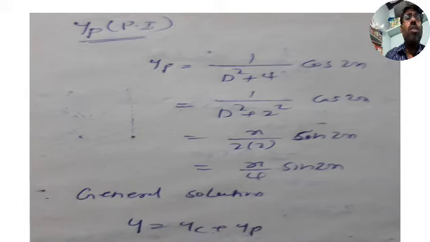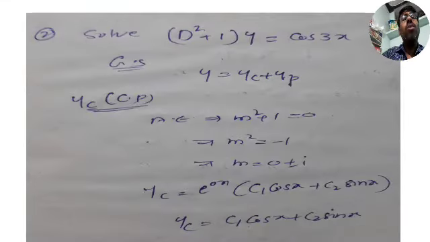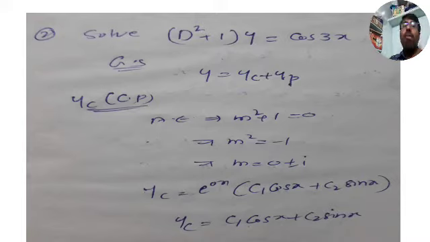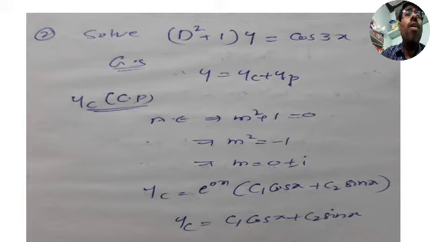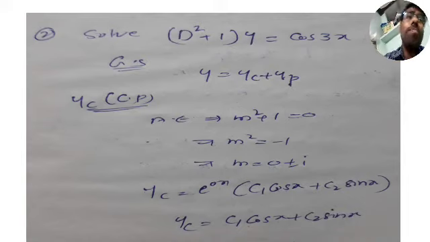Now this is the first problem on method 2. So quickly let us move on to the next problem. The next problem is D square plus 1 of y is equal to cos 3x. Again the right hand side is cos 3x. Cos 3x means it is the second method.